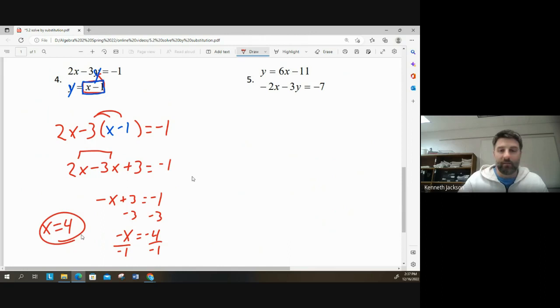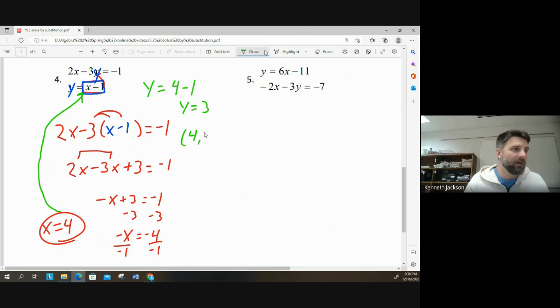Now again, that's not my full answer. The full answer is going to be an ordered pair, x comma y. Well, I already have the x value. The x value is 4. So what I need to do now is some more substitution. I can take this 4 and plug it in for x. So now it would read y equals 4 minus 1. So y would be equal to 3. So the ordered pair where the two lines cross would be 4 comma 3.